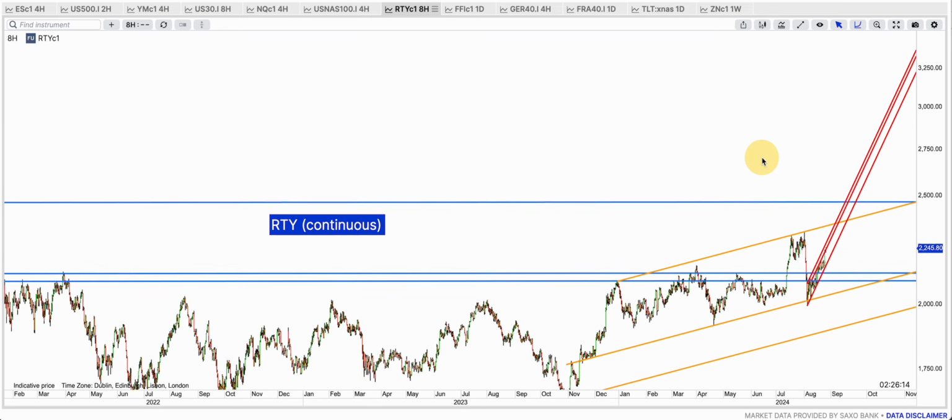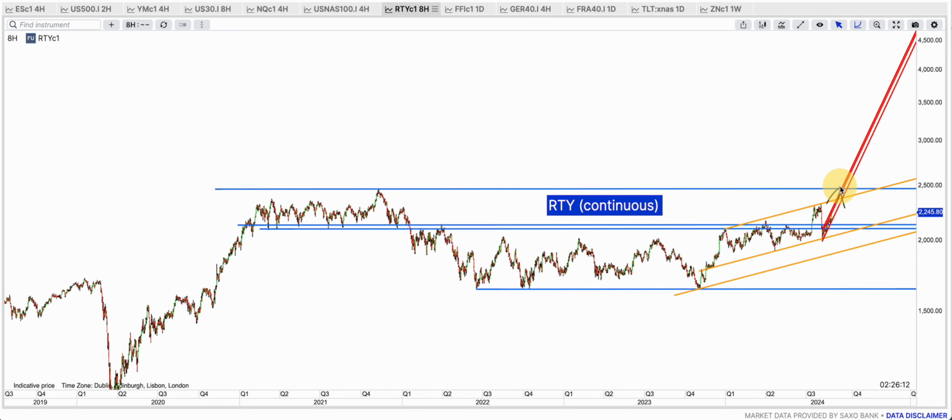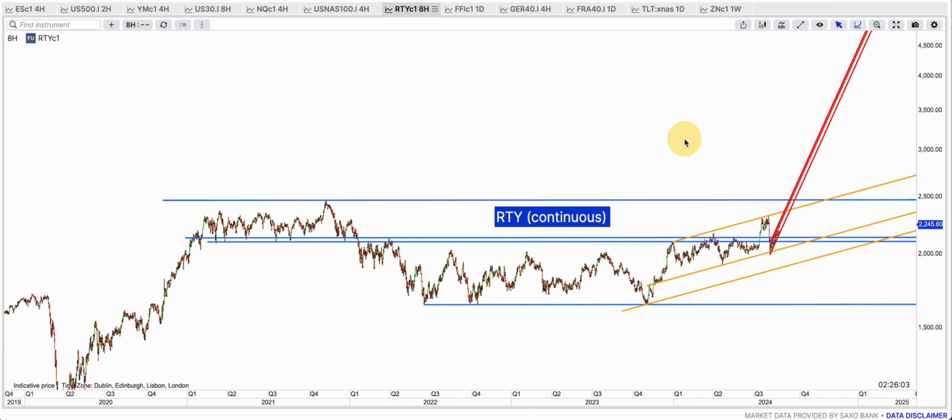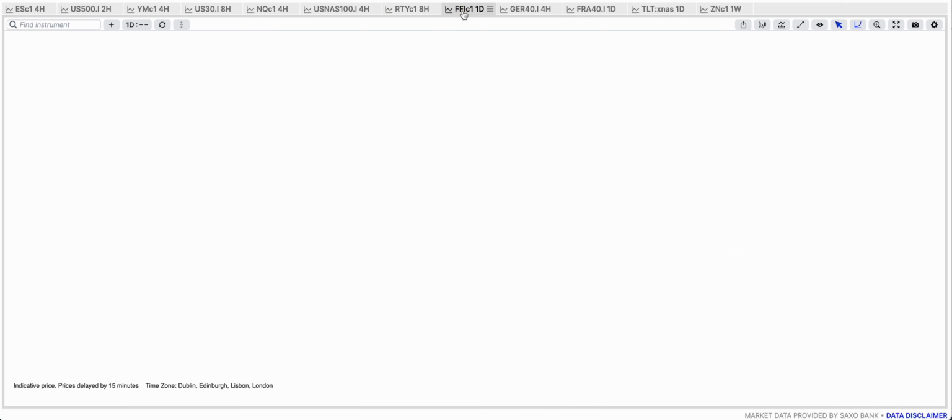But is it going to get to that golden top band? And ultimately, my target is still 2,450, which is that blue potential resistance right there. That remains to be seen.